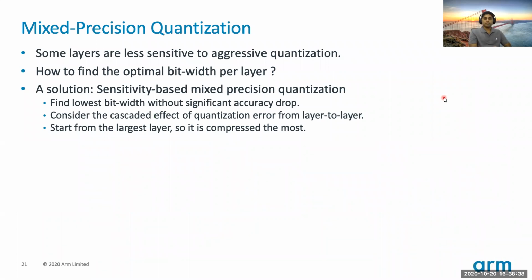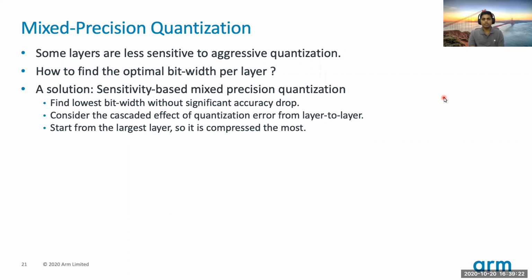Mixed precision quantization. If the goal of the quantization is to reduce the model size, then why stop at 8 bits? Some layers in neural networks are less sensitive to aggressive quantization. But how do we find which layer, and how do we find the optimal bit width per layer in a neural network? For example, if we have a network with 50 layers, and there are 8 possible bit width choices, that would give us 8 raised to 50 potential solutions to search through.